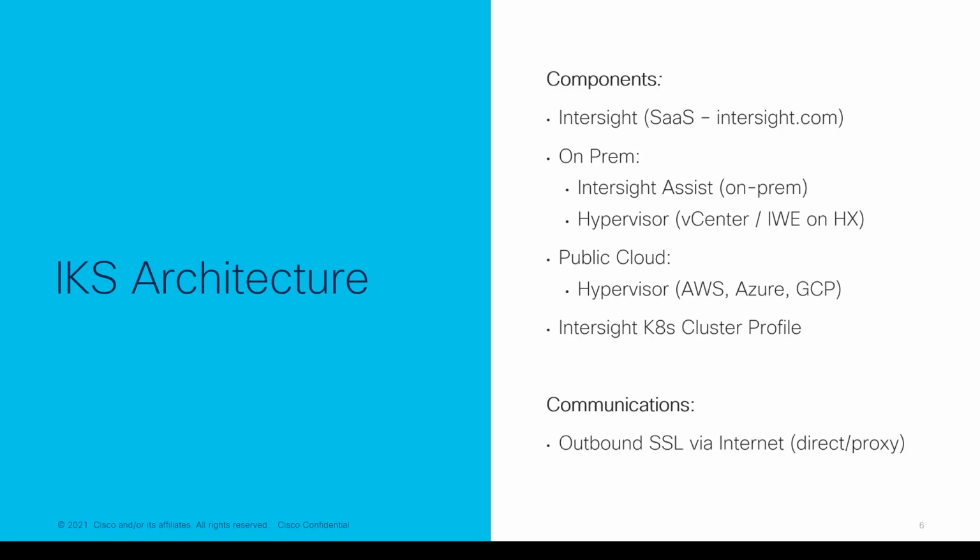Now for communications, all communications from Intersight are secured. When the Intersight Assist appliance is claimed from Intersight, it makes an outbound SSL call to intersight.com, and multi-factor authentication allows for that permanent, encrypted tunnel to be authenticated. And that is to say all of the communications from Intersight down to your Kubernetes clusters are going to be secured.